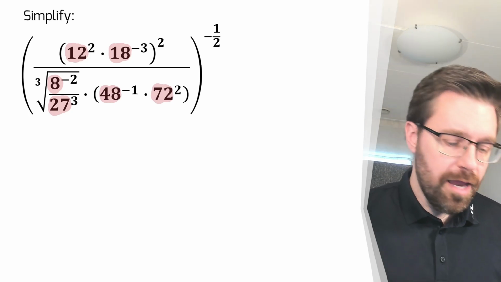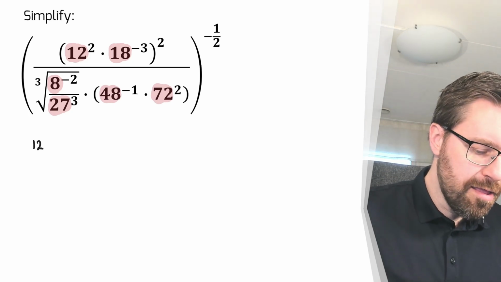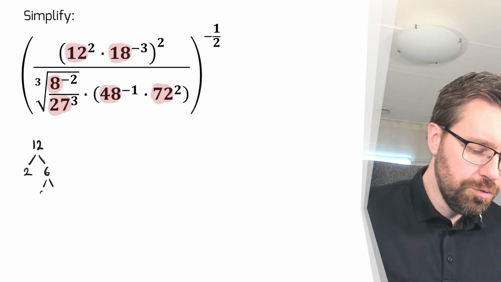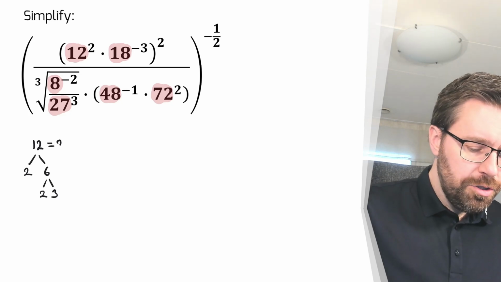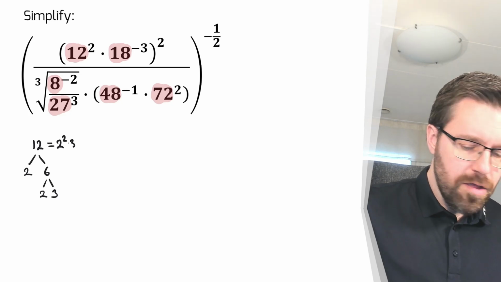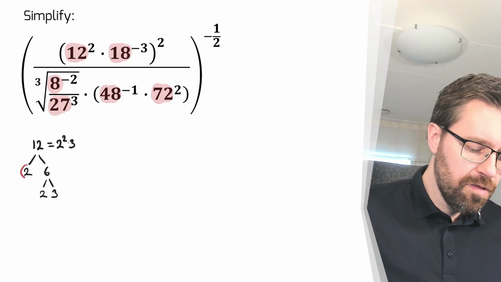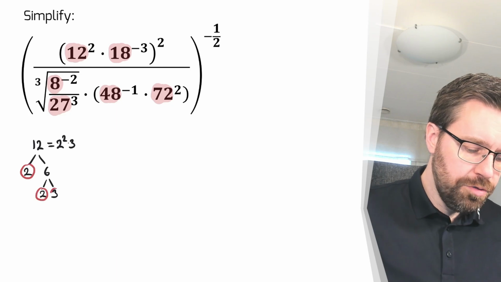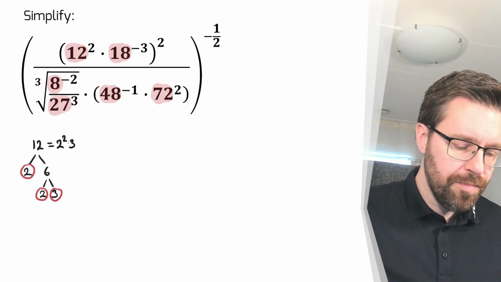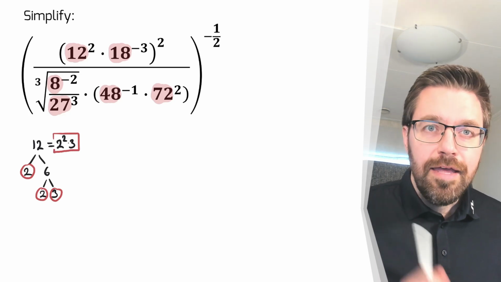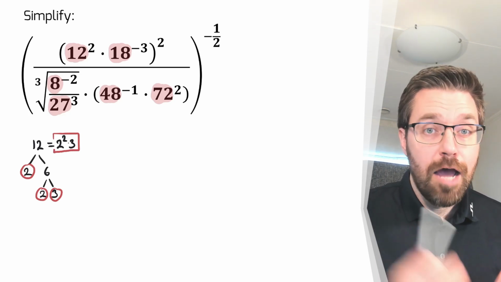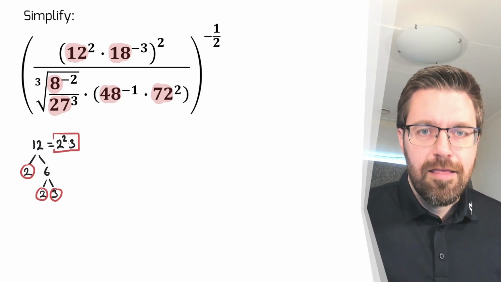I start with number 12 and I do it like this. It equals 2 times 6. 6 equals 2 times 3. So 12 equals 2 raised by 2 and times 3. The prime factors are 2 and 2 and 3. So instead of 12, I put this expression here in this place. And now I do the same with the other bases.